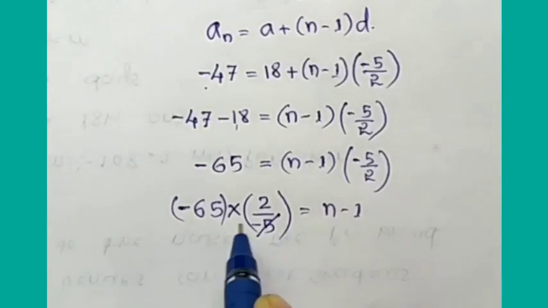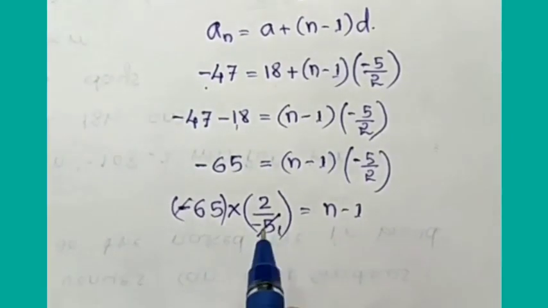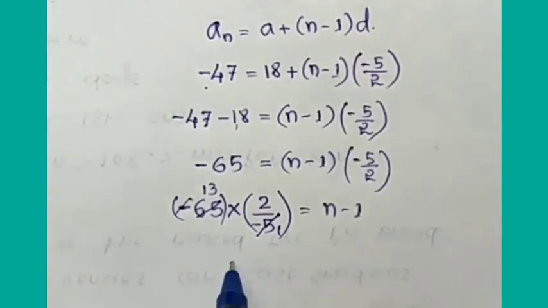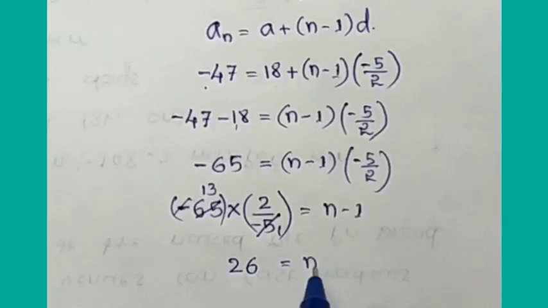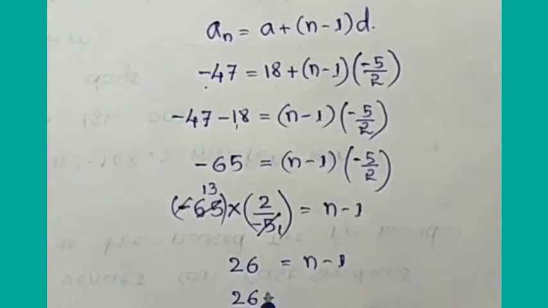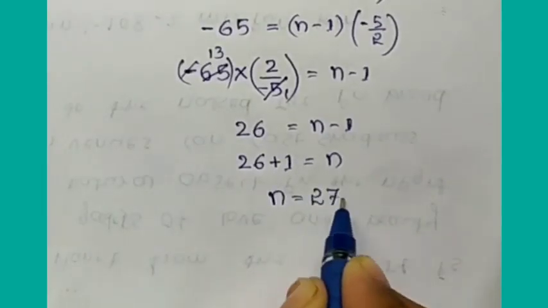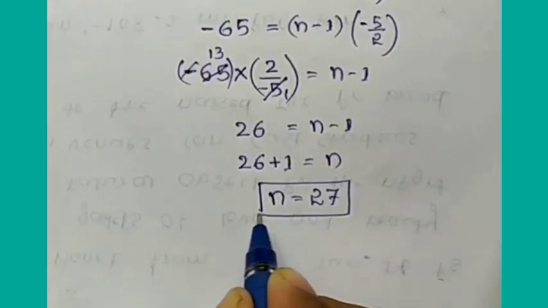Minus minus gets cancelled, and 5 ones are 5, 13 2s are 26, equal to n minus 1. If I take 1 to this side, it becomes plus. So 26 plus 1, that is n. So n equal to 27. So the number of terms is 27.